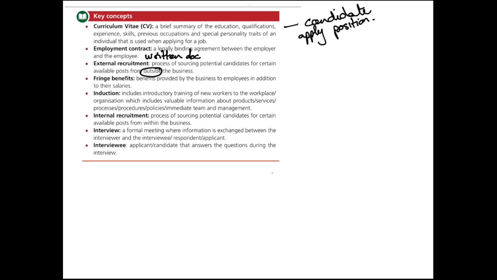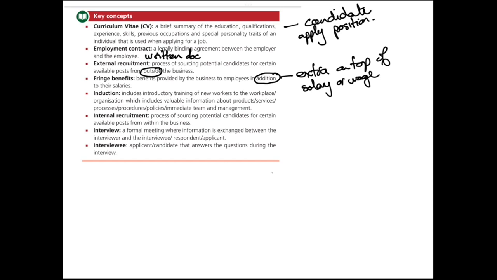business. Fringe benefits is benefits, so extra things that get paid to the employee in addition to... So that means it's extra on top of your salary or wage. Then induction includes the introductory training of new workers to the workplace or the organization.